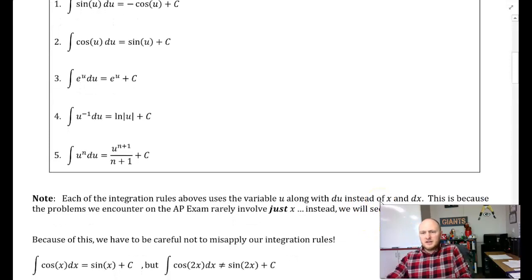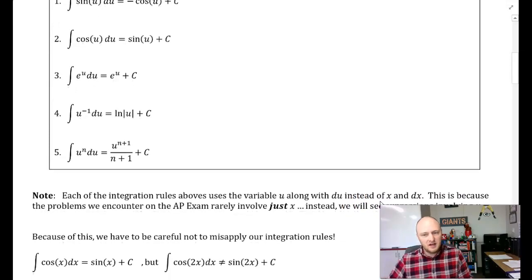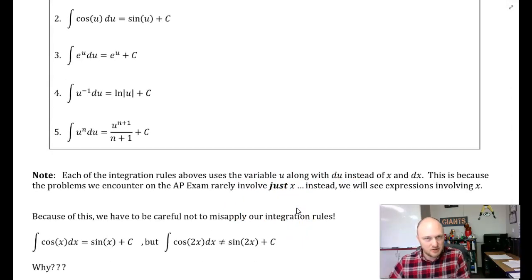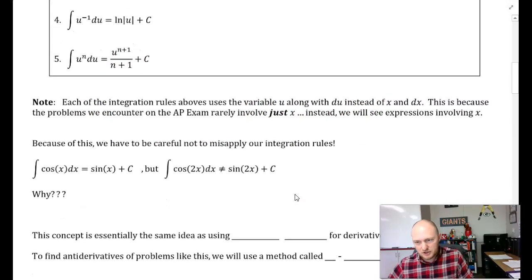Now why are we doing that? Well, this is because of the problems that we encounter on the AP exam. They're rarely just a plain old x, the basic antiderivatives that we've been working with. They are a little bit more complex. So we're going to develop this idea of how and why I utilize u-substitution.